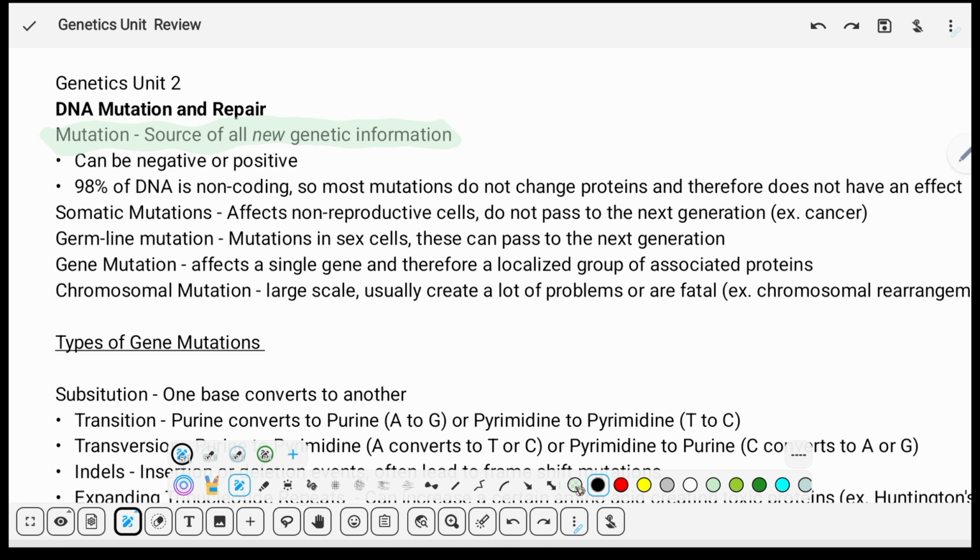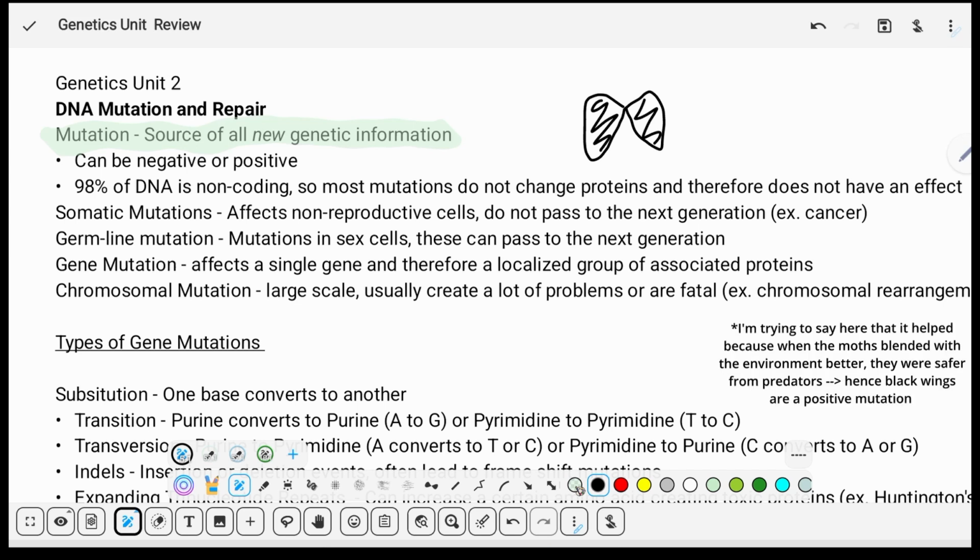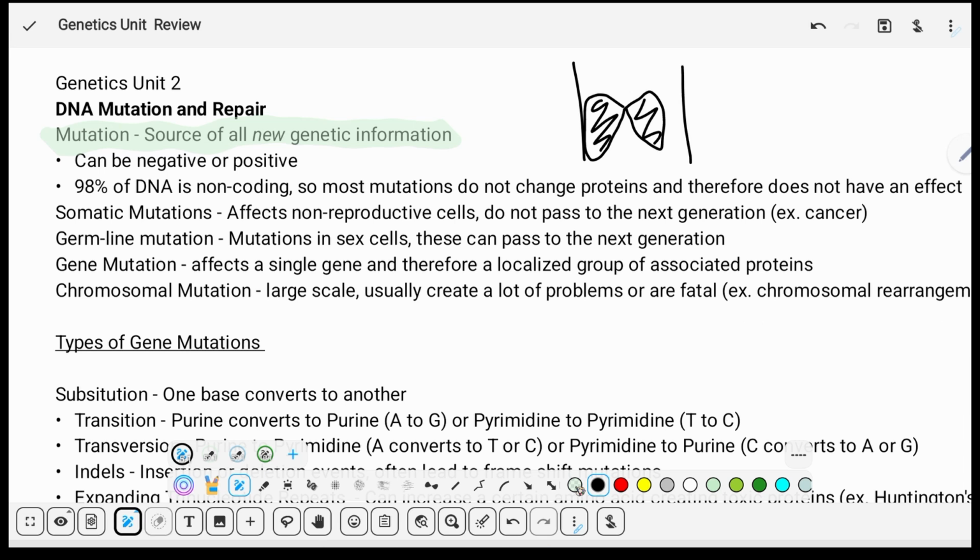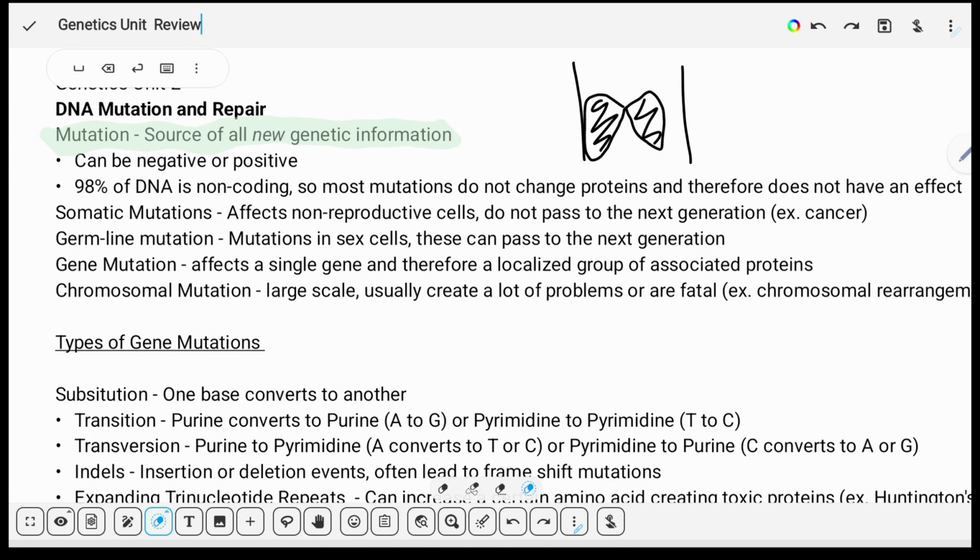Or in the case of something more practical, before the Industrial Revolution, there was a type of moth that was white because there wasn't a lot of smog in the air, so they blended in with the birch trees. But after the Industrial Revolution, a mutation caused some of them to have black wings, and that mutation took over. And that actually helped the moths because then there was so much smoke in the air that they blended into the smog a lot better. So that's how a mutation can be for the positive. Okay.